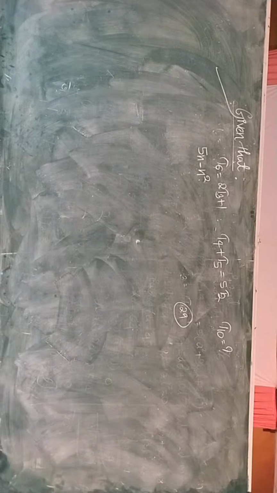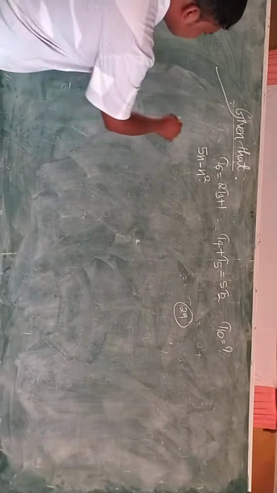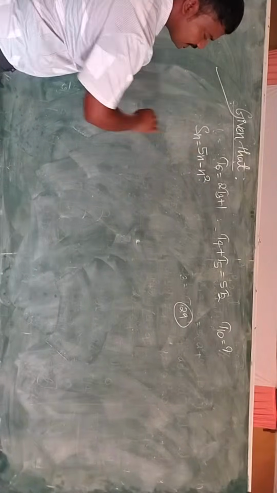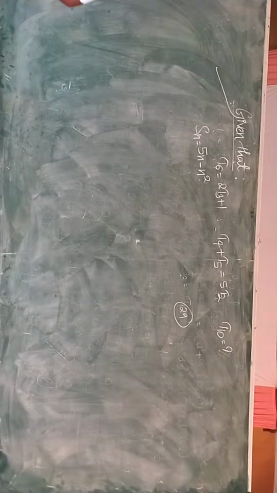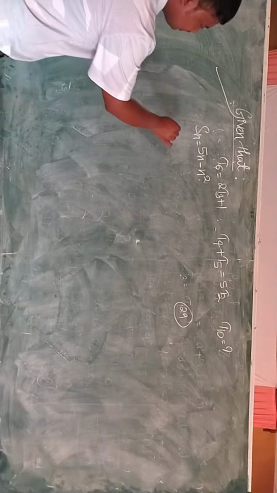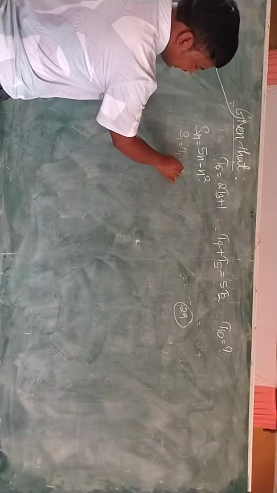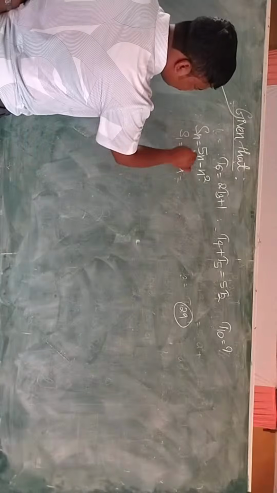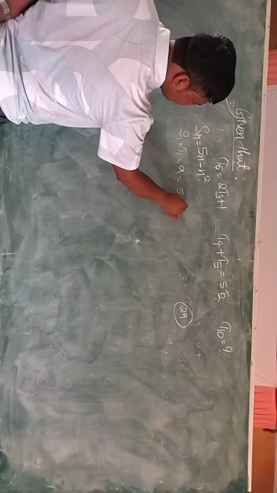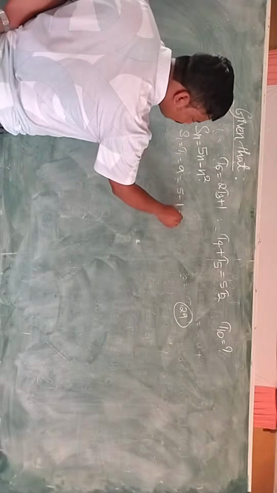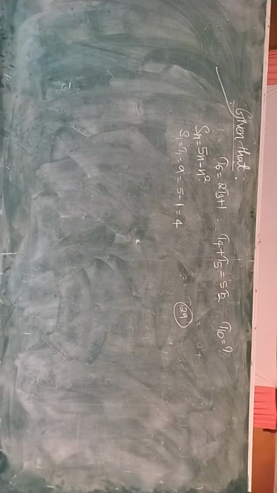The sum of first n terms of an arithmetic progression is 5n minus n square. Sn is equal to 5n minus n square. So first you need to write the arithmetic progression, which means you need to calculate A and D. Here first you can write S1. S1 is nothing but T1, which is A, the first term, equal to 5 into 1 minus 1 square, that is 5 minus 1, which is 4. So your first term is 4.